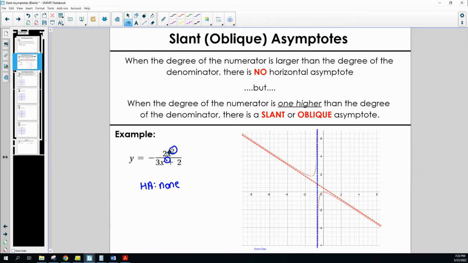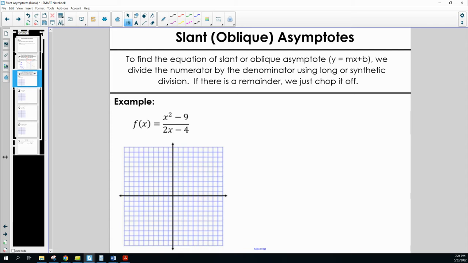This function cannot be simplified, so to find the vertical asymptote, we can take the denominator, 3x plus 2, and set it equal to 0. If we solve this, 3x equals negative 2, x equals negative 2/3. And that's the vertical asymptote that we see here in blue, x equals negative 2/3. But then we see this red dotted line. A dotted line indicates it's an asymptote. And notice that it is not vertical or horizontal. It is slanted or diagonal. So that's called our slant or oblique asymptote.